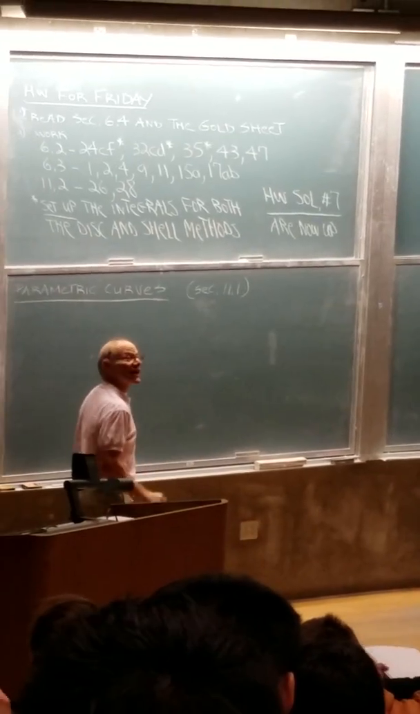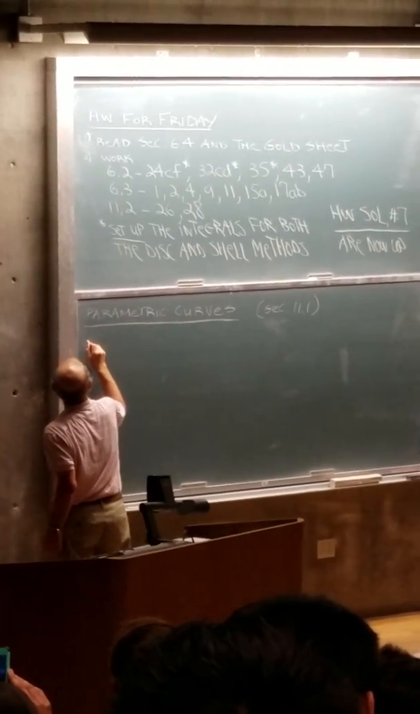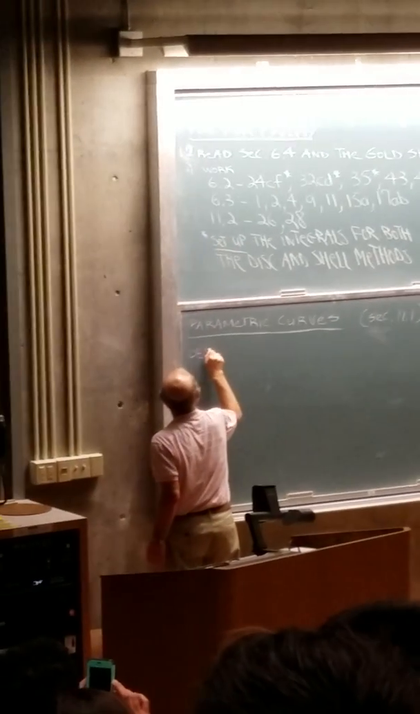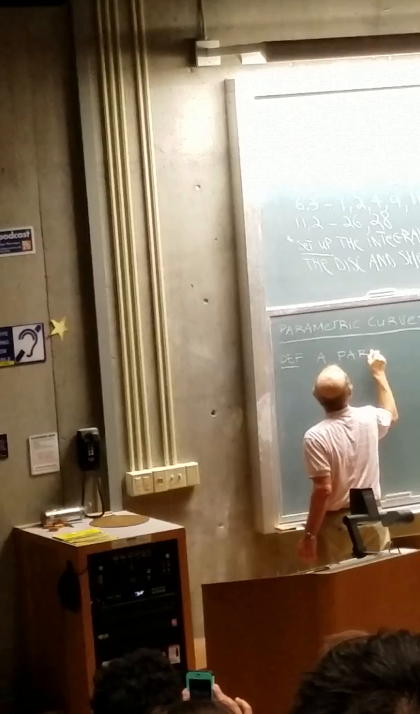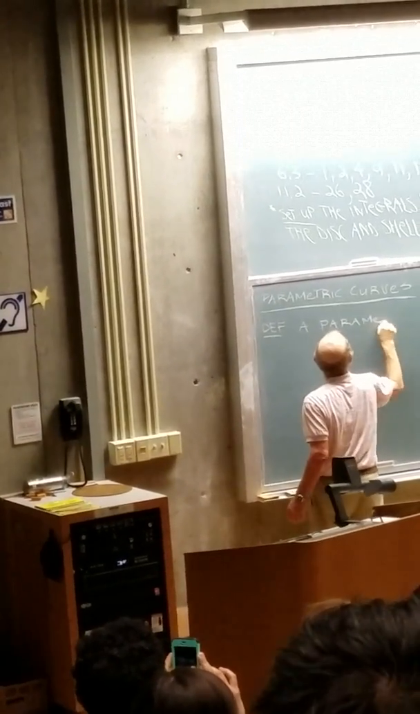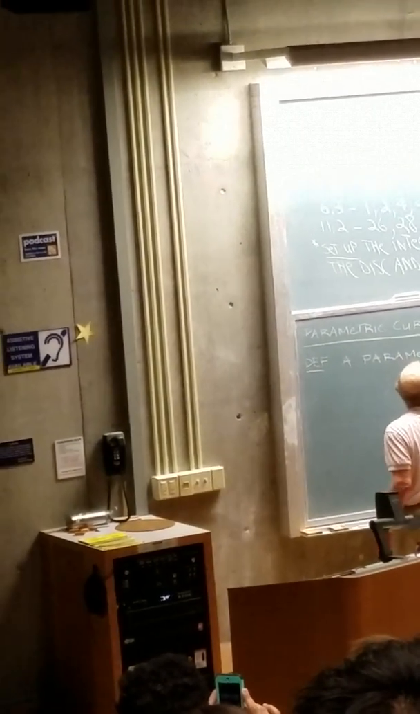So this is section 11.1. And so let me start out just with the definition. A parametric curve is a set of points x, y.